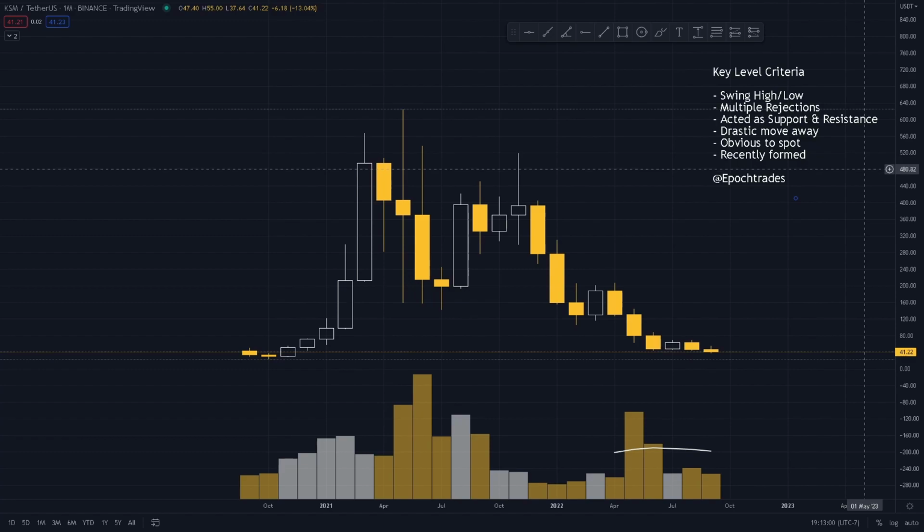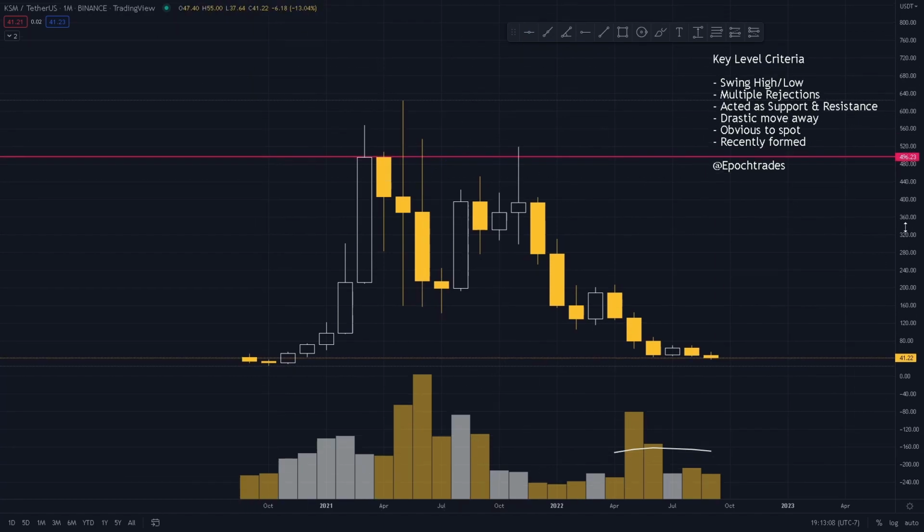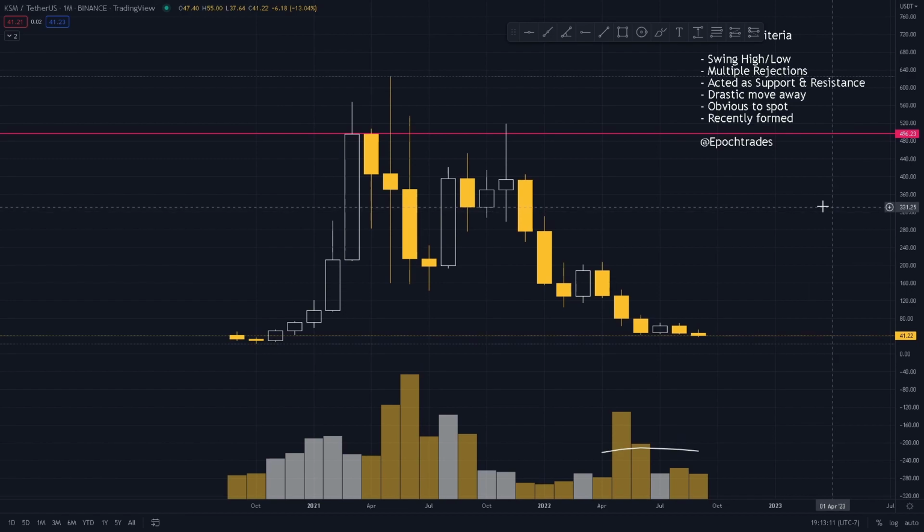So let's get started. The first thing we can see is our swing high at the top here. So we plot that on our chart. Now another level that I can see, which has acted as support and resistance, is quite obvious to spot, is this level here. Let's plot that on the chart.